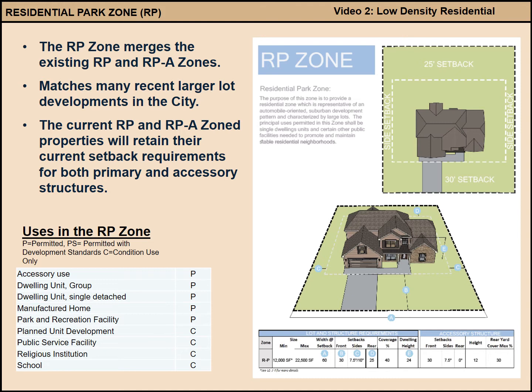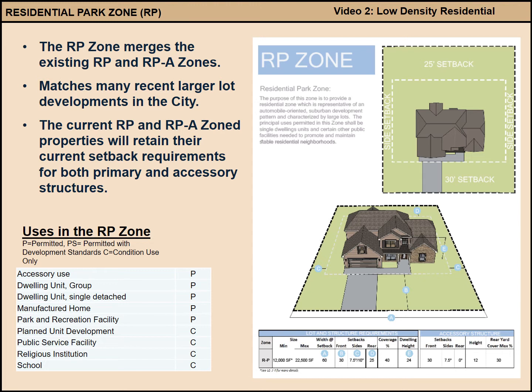Our proposed solution is to modify our large lot zones and our R1 zone to provide standards that are useful for both large and medium-sized developments while still providing some distinction between the two. The RP zone as proposed is a combination of the existing RP and RPA zones and the R1 zone as it has been used over the last few decades. It is meant for larger lot developments. The minimum lot size is 12,000 square feet, and there is no maximum lot size. The setbacks, as shown in the upper right-hand side of the slide, reflect today's R1 zone.